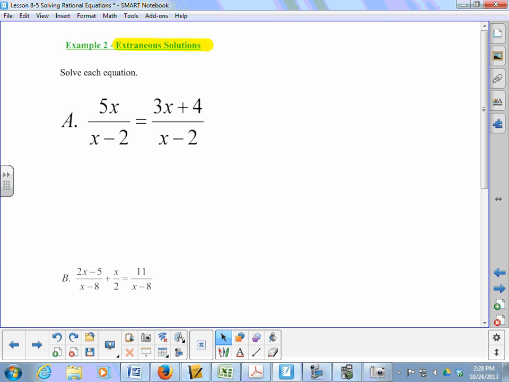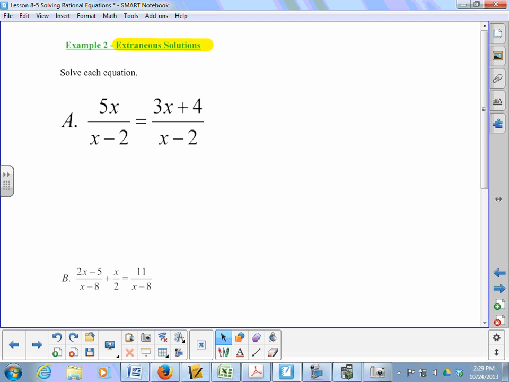So, this problem here. 5x over x minus 2 equals 3x plus 4 over x minus 2. What can I do to solve this? Okay. So get it equal to 0. Okay, so one of the things we could do is we could subtract one side and get it all on one side and have it be equal to 0. Okay, that's one option we could do. What's something else we could do?